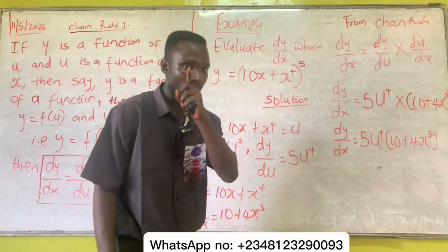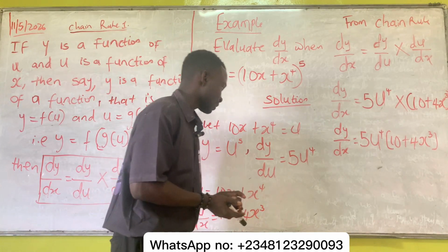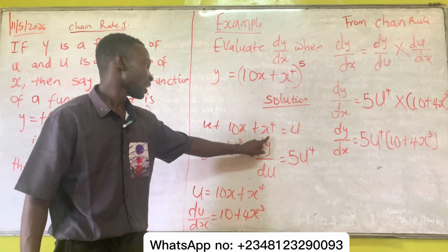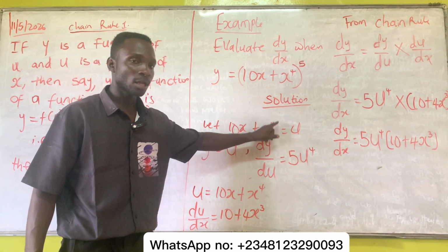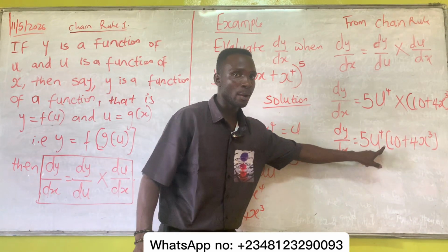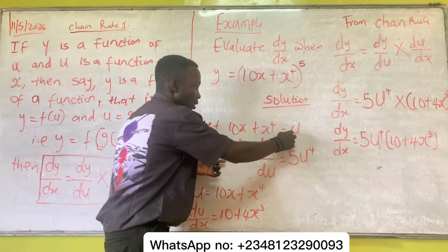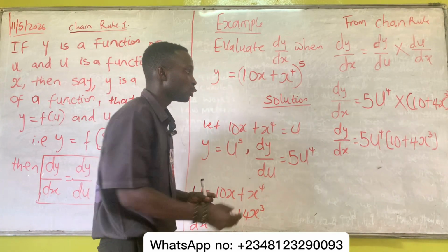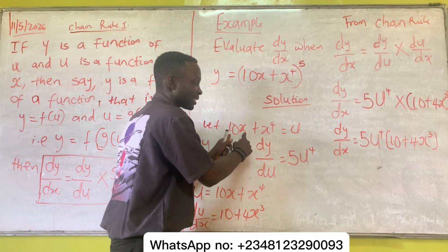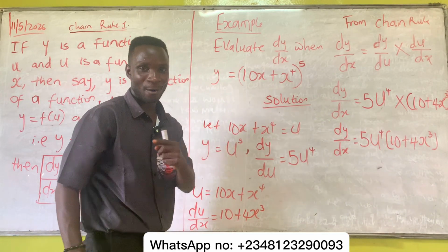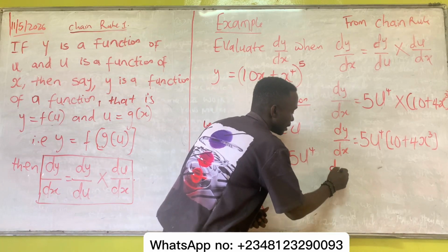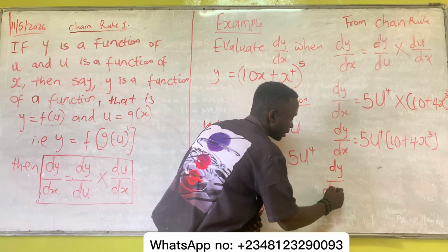Are we done at this point? No. Remember, we said that let our u be what? 10x plus x raised to the power of 4. Right? So therefore, in place of u here, we are going to substitute u as 10x plus x raised to the power of 4, because we said that u is equal to 10x plus x raised to the power of 4. So if we do that substitution, we are going to have dy all over dx.